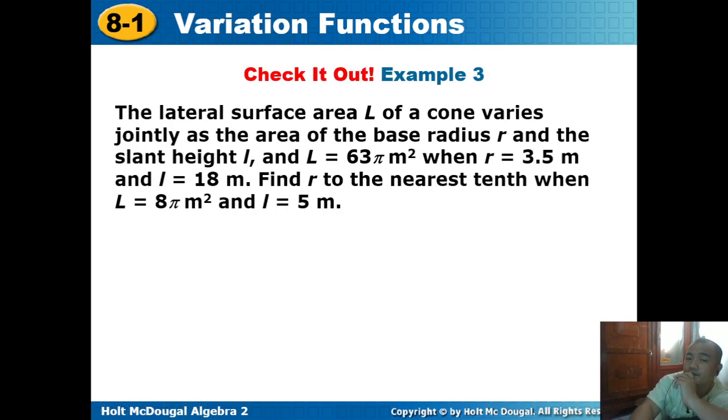Ayan. Another example, the lateral surface area L of a cone varies jointly as the base radius R and the slant height l, and area L is 63 pi meters squared when R is 3.5 meters and l is 18 meters. Find R to the nearest tenth when L equals 8 pi meters squared and l equals 5 m. First, let's find K.